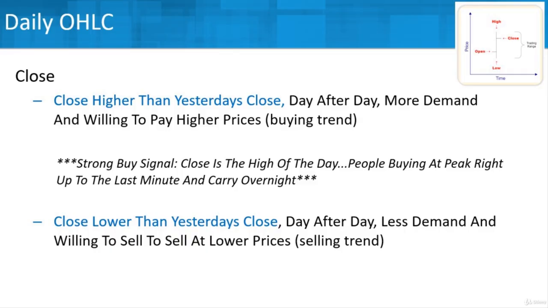So that can be a real strong indicator when you have your close near the high of the day in that trading range. If the close is lower than yesterday's close, it's the same thing, but the opposite. Day after day, there's less demand, and people are willing to sell at lower prices. You have more of a selling trend versus a buying trend. So you can look at those closes as far as looking at trends, and we'll be learning how to draw chart lines and trend lines and all sorts of stuff so we can graphically represent this. But that concept of higher highs is good as far as buying, and lower lows might indicate selling.